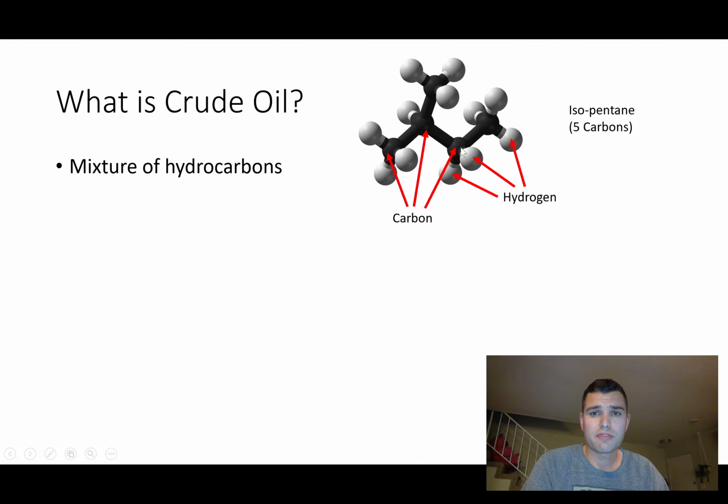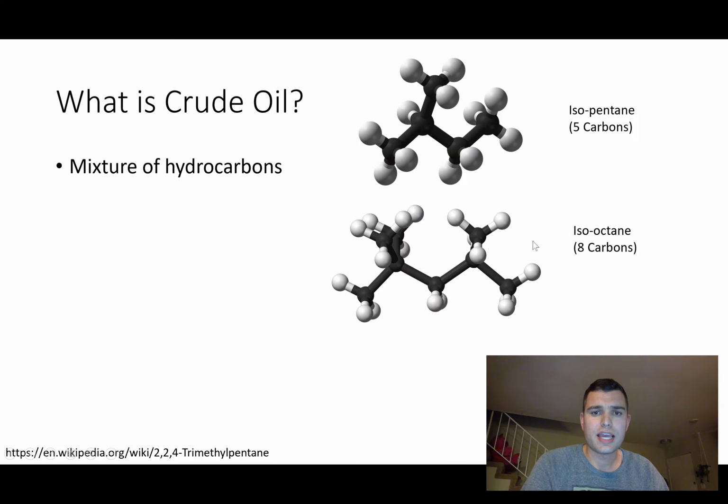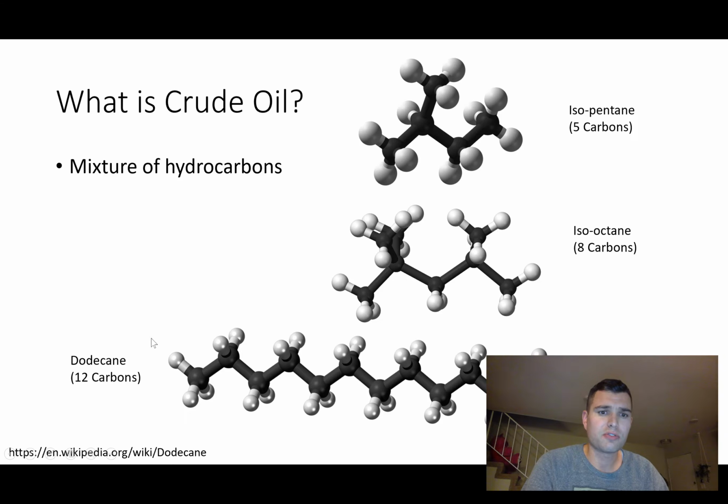Carbon likes to make four bonds, and this hydrocarbon is called isopentane. In these diagrams, carbon is represented by the balls that are black and hydrogen by those that are gray. Isopentane has 5 carbons, isooctane has 8, and dodecane has 12. There are hundreds or thousands of different hydrocarbons in any one crude oil, and I don't want to oversimplify it, but there are too many different hydrocarbons in each crude oil to classify it by listing off which exact molecules make up that crude oil.